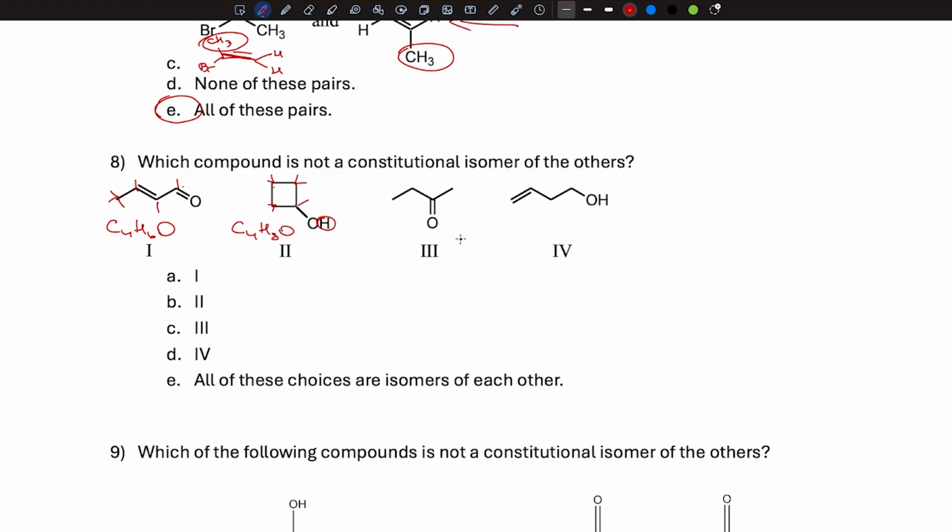and an oxygen. Number 3, I see 1, 2, 3, 4 carbons, 1, 2, 3, 4, 5, 6, 7, 8 hydrogens and an oxygen. And example 4, 1, 2, 3, 4 carbons, 1, 2, 3, 4, 5, 6, 7, 8 hydrogens and an oxygen. And clearly we see example 1 is not related to the other 3. And so example 1 is not a constitutional isomer of the others.